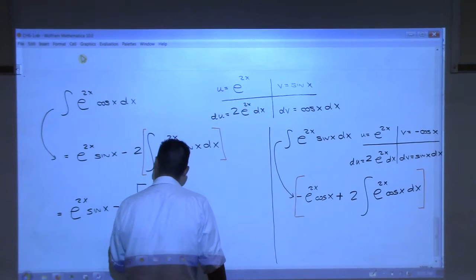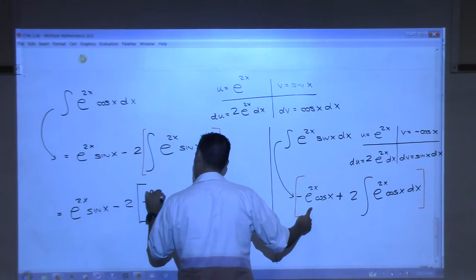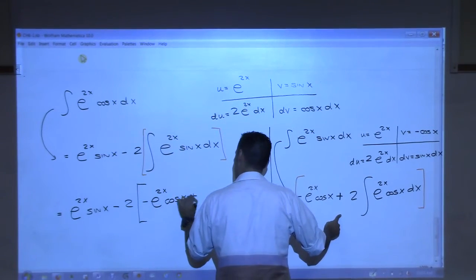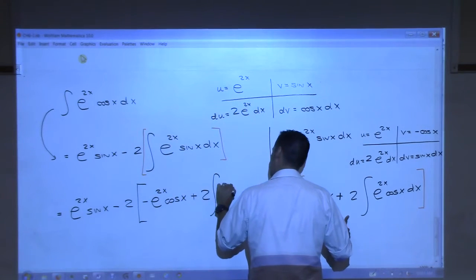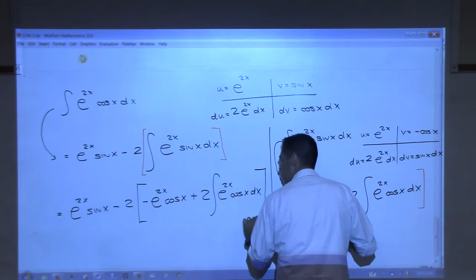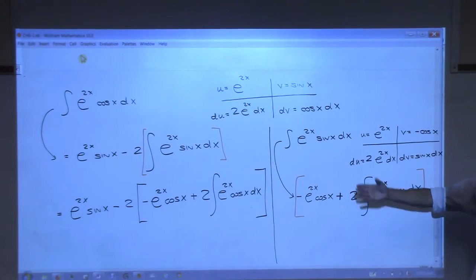Okay, so I'm plugging into this. Here's my negative 2. I've got minus e to the 2x cosine x plus 2 integral e to the 2x cosine x dx. Do y'all agree that that's just me taking this and plugging it in over there?